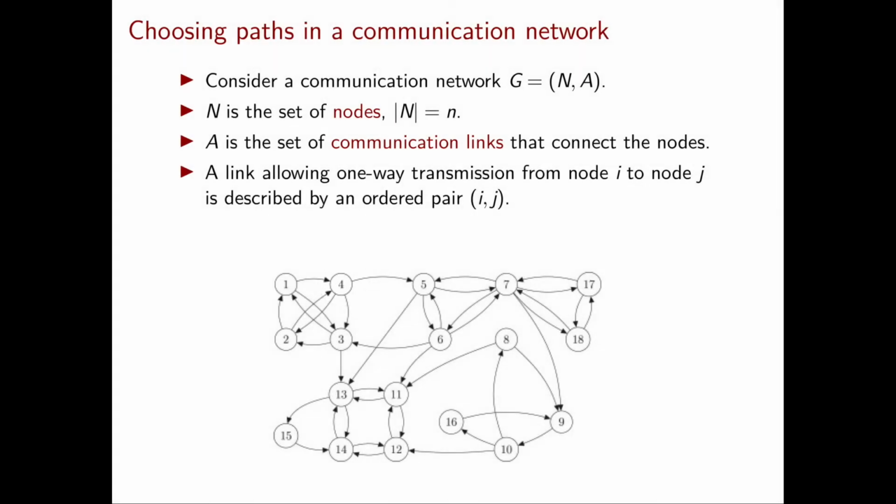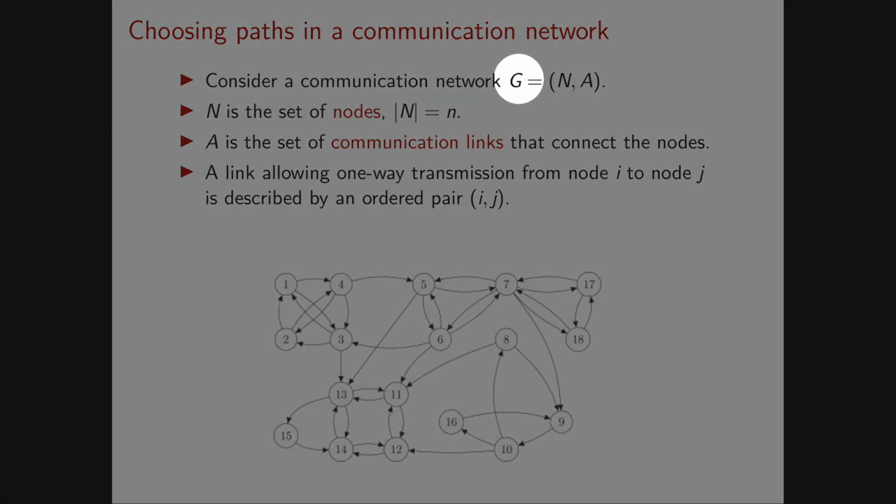Formally, we're going to denote our communication network by G, which is a pair (N, A), where N is the set of nodes and A is the set of communication links. To denote a link, we're going to use this notation. (i, j) in parentheses means that this is the link starting in i and ending in j.